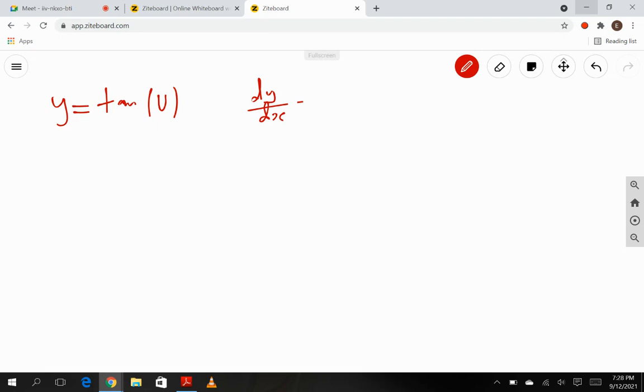So dy dx is what? Dy dx is going to be, what's on the outside is gone, one is sec squared u, then multiply by what? Multiply by u prime, isn't it? So that's how you are going to do it.